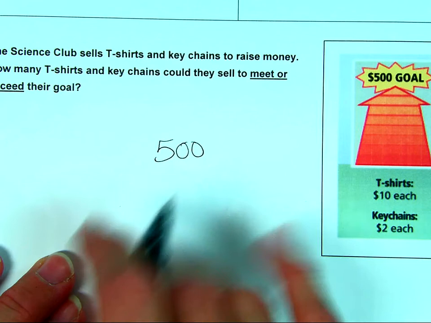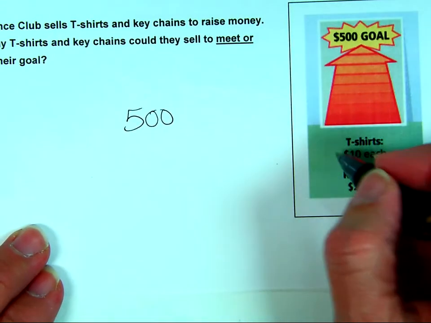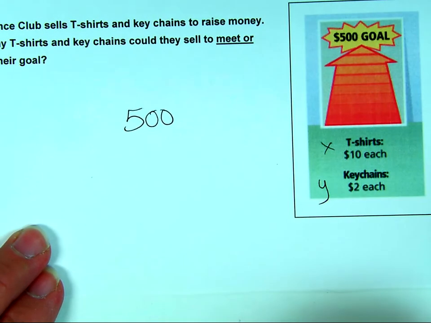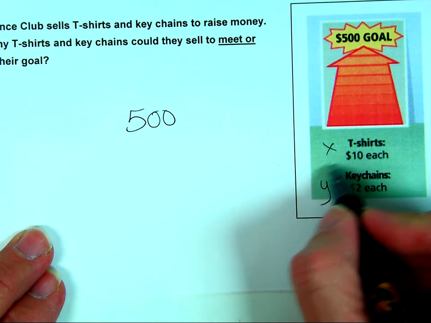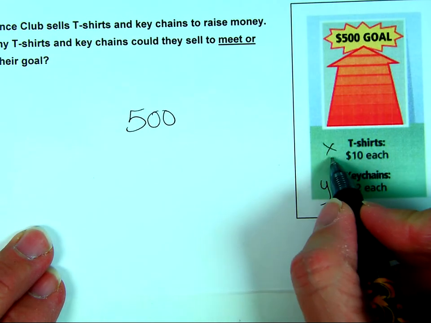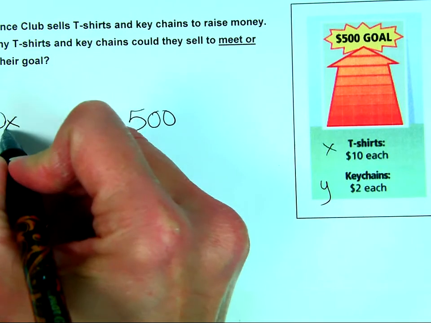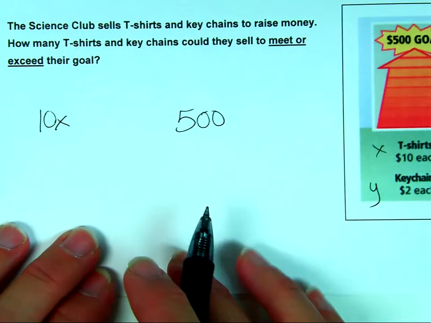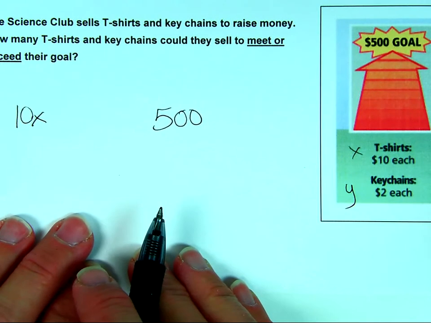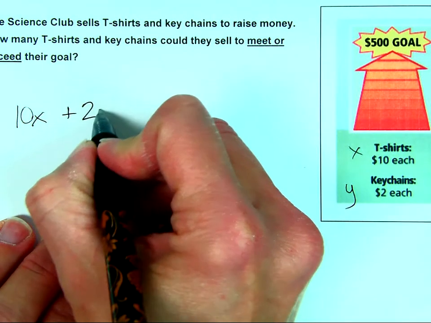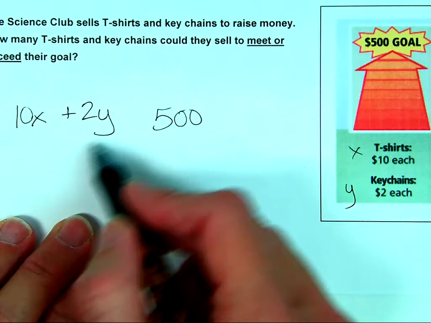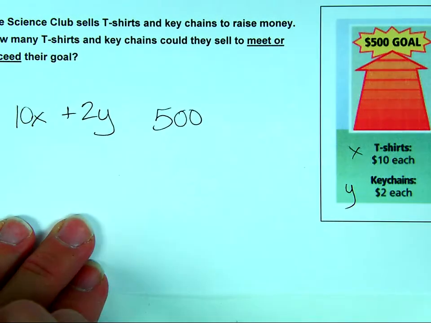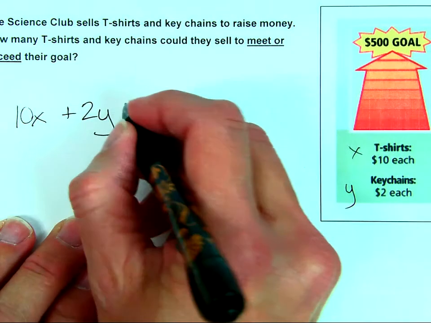So we're going to call number of t-shirts X, and we're going to call number of keychains Y. If the number of t-shirts is X, then the money I get from all the t-shirts is 10 times that number. So 10 times X represents all the money I will get from selling t-shirts, which means 2 times Y represents all the money I get from selling keychains. So this is the total money for selling X t-shirts and Y keychains, and I need that to be greater than or equal to 500.